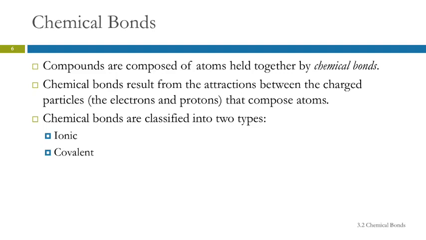We mentioned that electrical charge is a property of a substance, and there's an attraction between opposite charges. Inside atoms, we have electrons and protons. Electrons are negative, protons are positive, and so we have charged particles and we can have attractions between them. We can divide chemical bonds into two broad categories, ionic bonds and covalent bonds.